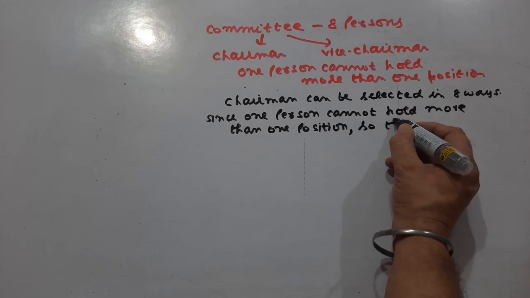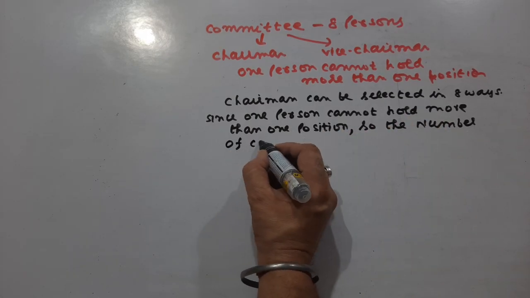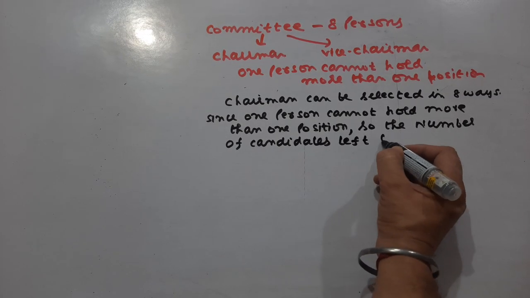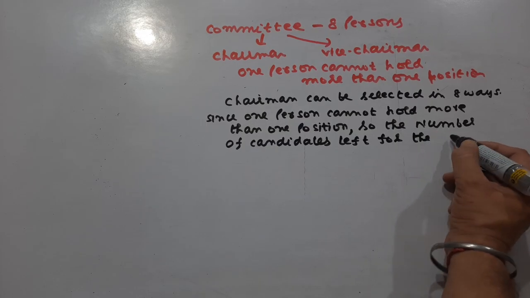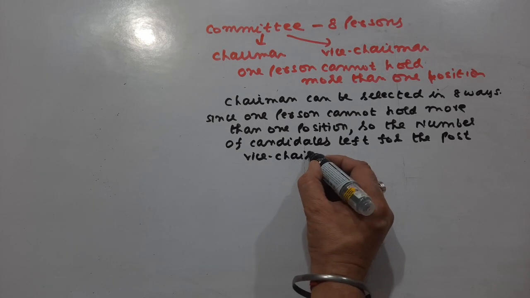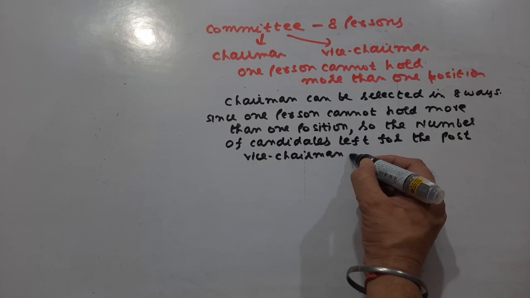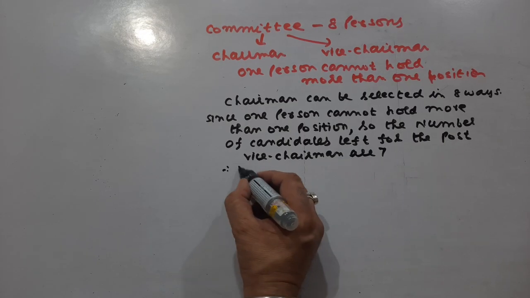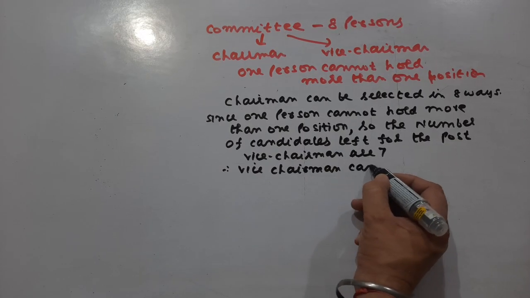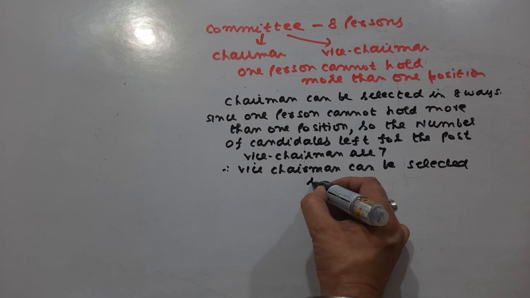So the number of candidates left for the post of वाइस चेयरमैन। हमारे पास 8 कैंडिडेट थे, उसमें से एक सिलेक्ट हो गया चेयरमैन के लिए। अब कितने बचे? 7। सो नंबर ऑफ कैंडिडेट्स लेफ्ट आर 7। So therefore vice chairman can be selected in 7 ways.